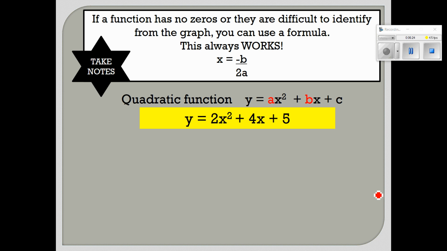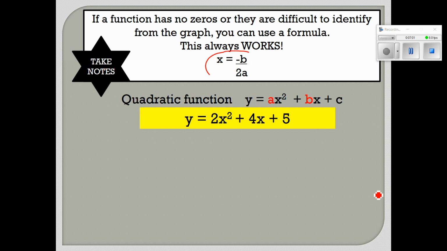Now, if the function has no zeros or they are difficult to identify from the graph, you need to have a mathematical way to do it, because sometimes you don't have a graph and all you're given is an equation like you were given right here. y equals 2x squared plus 4x plus 5. And if we were to say, where would the line of symmetry be? You need to find where the axis of symmetry would be. The axis of symmetry is always going to be equal to the x value, always where the x is. That's the axis is the x. That's easy to remember. Now, in doing this, there's a formula that always works.